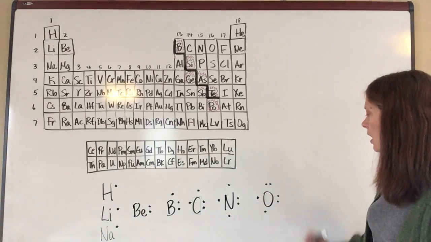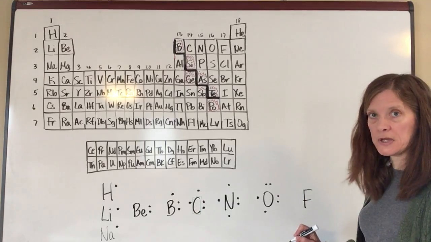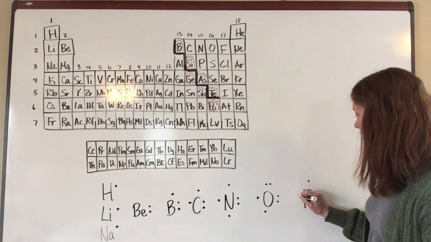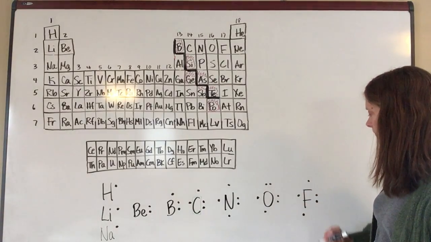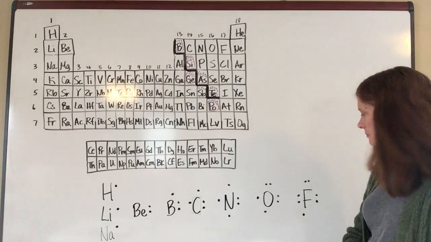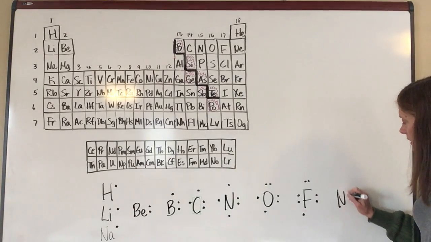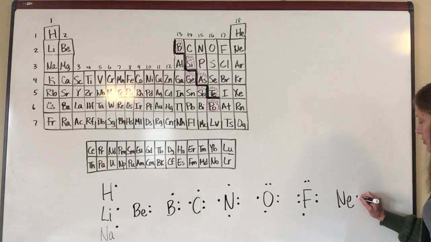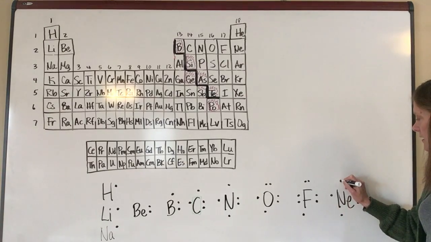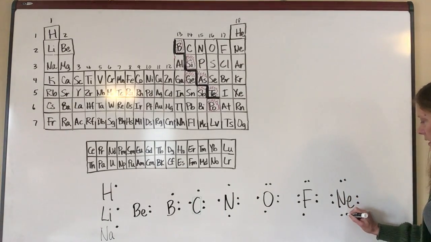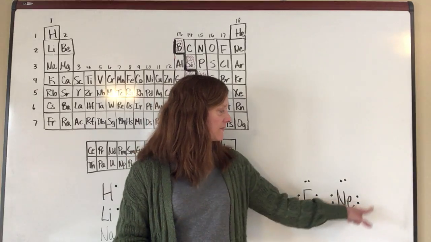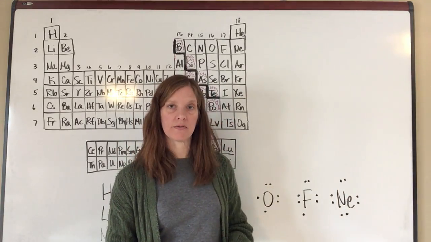So there's oxygen. Fluorine has how many? Yep, it has 7. So I'm going to go 1, 2, pair the first 2, 3, 4, 5. Now I'm going to go back and pair these. 6, 7. And then finally in that row, neon has 8 valence electrons, so it'll be 1, 2, 3, 4, 5, 6, 7, 8. And so if you have a noble gas, they're going to have 8 valence electrons, so they're going to have 2 on each side of their symbol there.